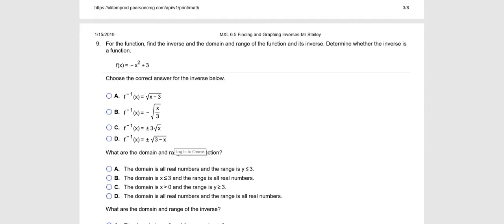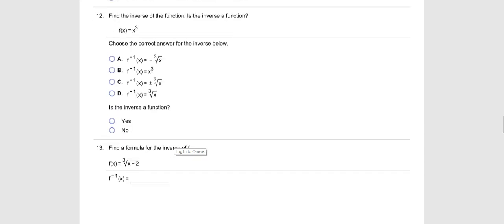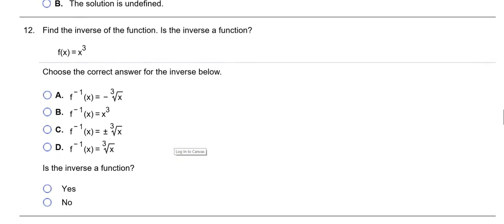Okay, I am going to skip 9 for the moment, and 10 and 11, and I want to jump down to 12. I'll come back to 9 if I have time.